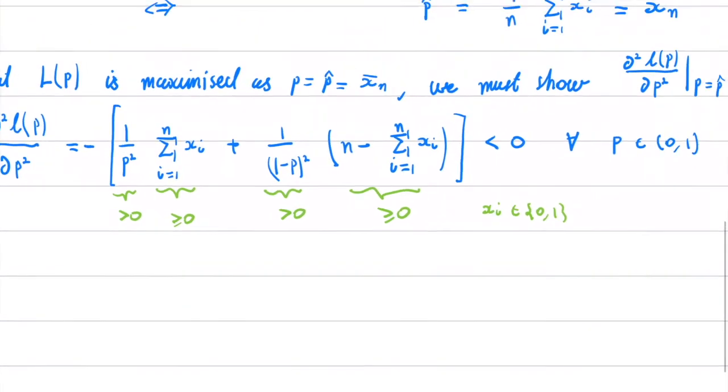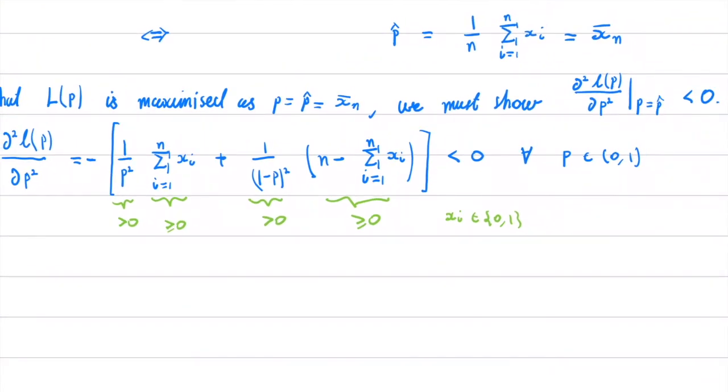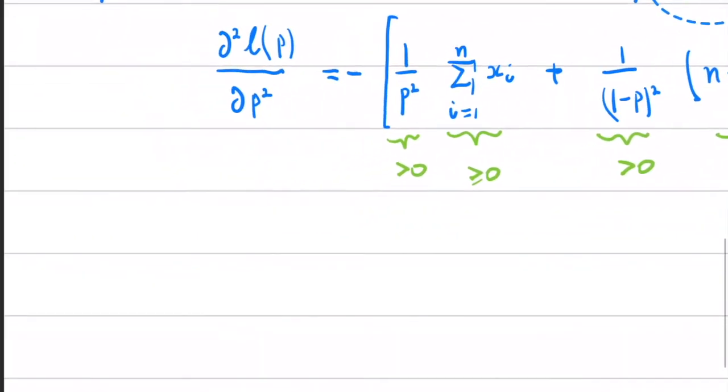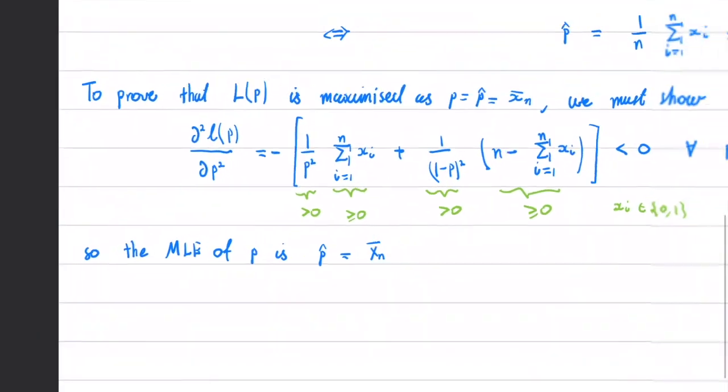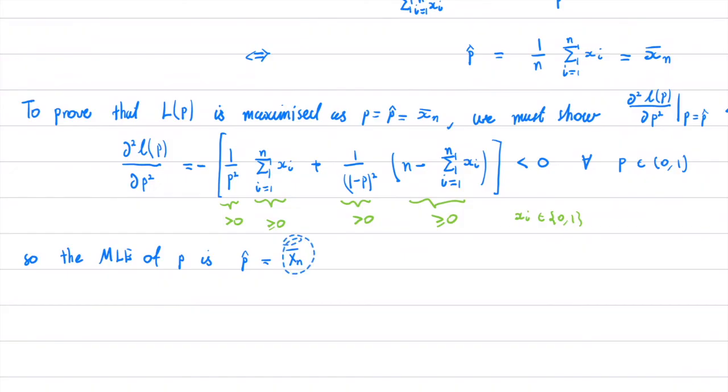And so because that's true for all p, no matter the value of p, then when we evaluate it at the maximum likelihood estimate, it's also going to be less than or equal to 0, irrespective of the actual value itself. And so the MLE of P is P hat, which we will say is X n bar. And again, I'm going to use the capital X to denote that it's a random variable. And that concludes finding the maximum likelihood estimate for the parameter of the Bernoulli distribution.